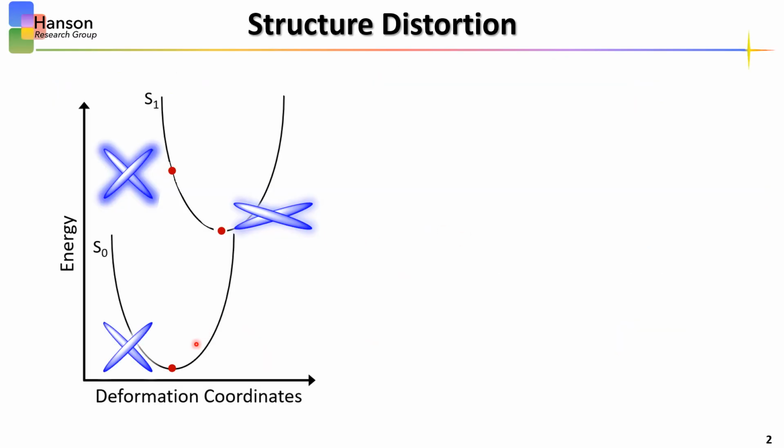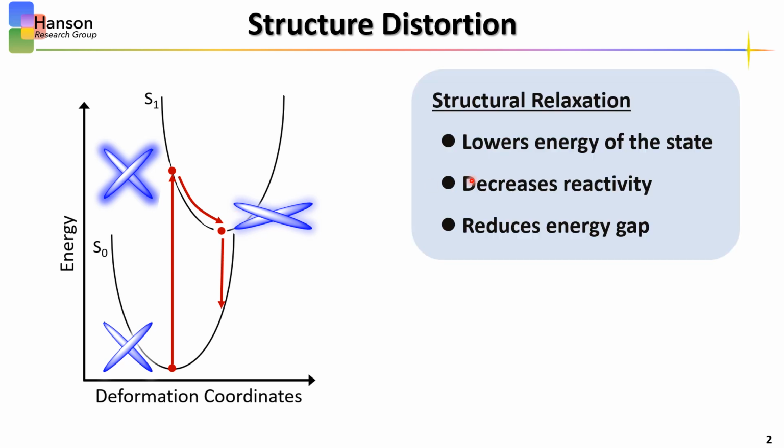When there is external stimuli like light, the molecules will go from their ground state to the lowest excited state, and then a structural distortion happens and they relax to the ground state. This kind of structural distortion lowers the energy of the excited state, and also decreases the reactivity and reduces the energy gap. And then it will limit applications like catalysis, lighting, and solar energy conversion.